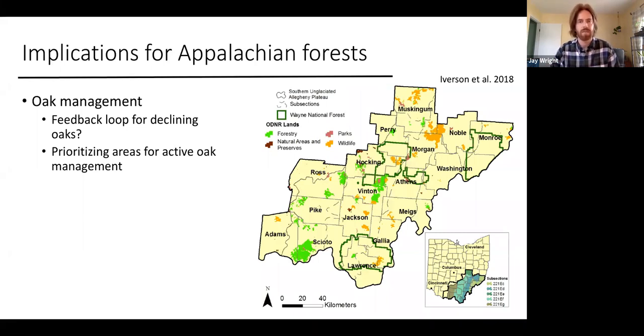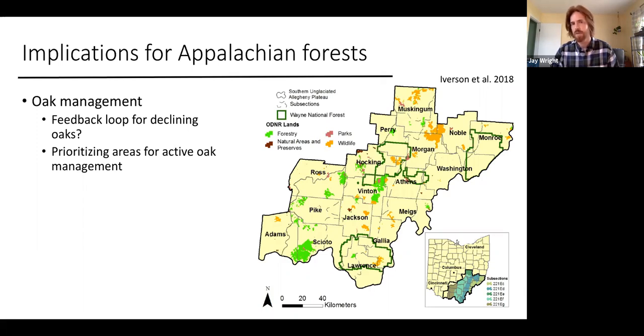So one big area is oak management. In particular, one of the main questions that we wanted to address from the beginning of the study was trying to see if there's a feedback loop that could contribute to even further declines of oaks. So the way this feedback loop would work is that we have declining oaks through mesification and other factors. And so that would lead to declined abundance of acorns.